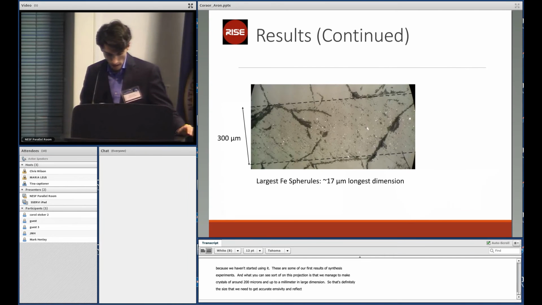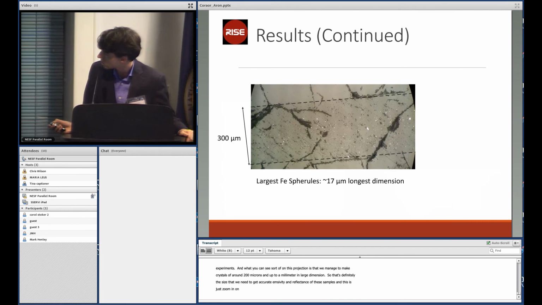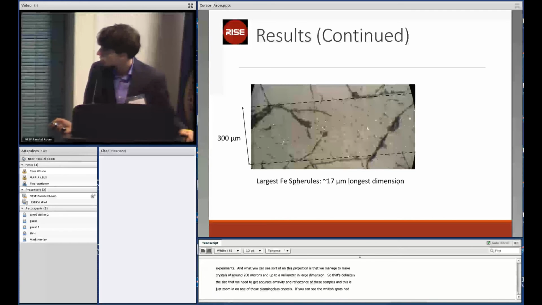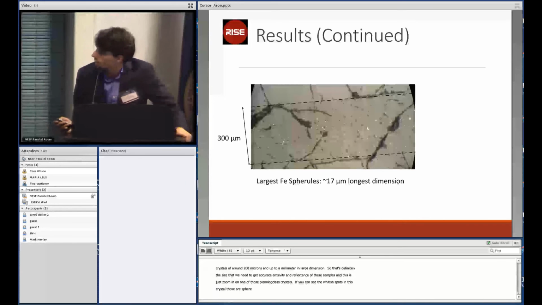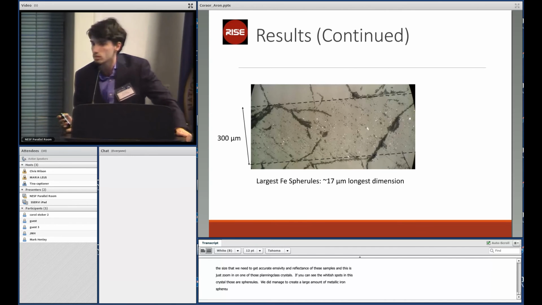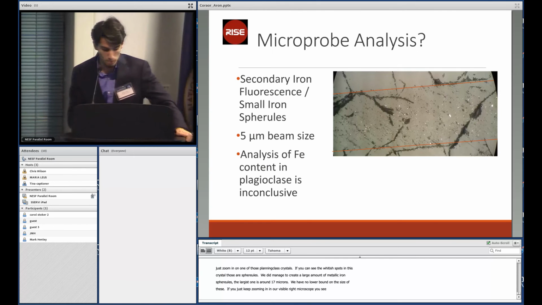And this is just to zoom in on one of those plagioclase crystals. If you can see the whitish spots in this crystal, this is reflected light, those are metallic iron spherules. So we did manage to create a large amount of metallic iron spherules included within these crystals. The largest one, which you can see around over here, is around 17 microns. We actually have no lower bound on the size of these spherules, because if you just keep zooming in on our visible light microscope, you see them as small as maybe half a micron, but we just can't see any smaller than that.